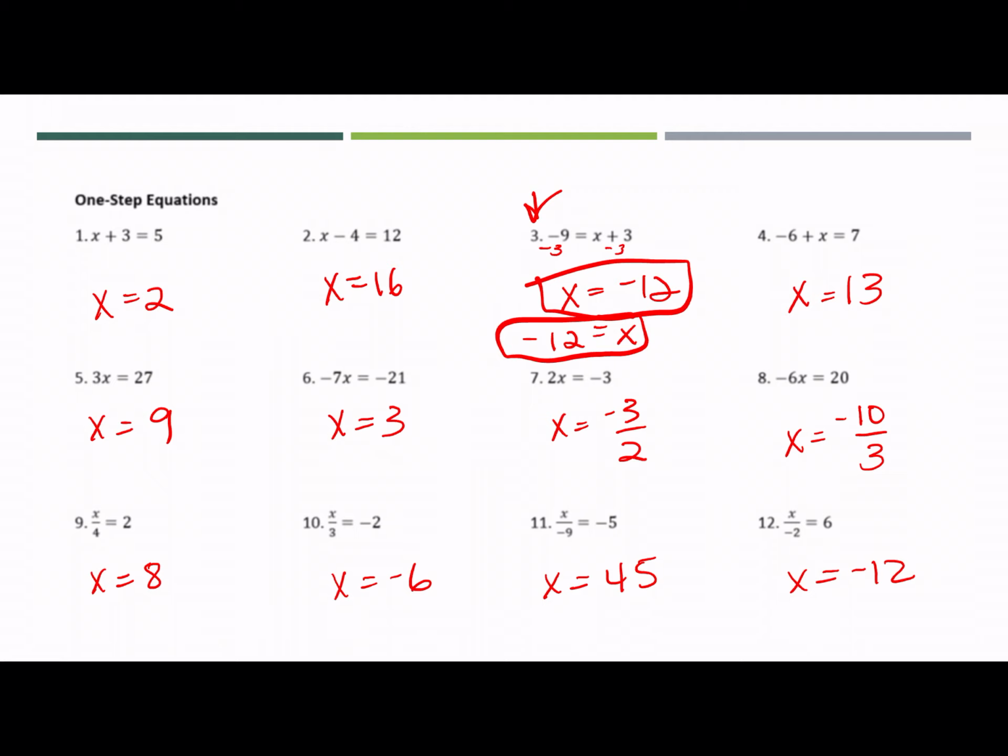And that's really true for any of these problems. You know, an equation sign means that two things are equal. It doesn't matter which one I have on the left or right. They're equal, right? All right, so let's move on.